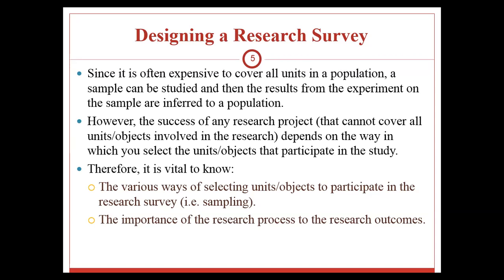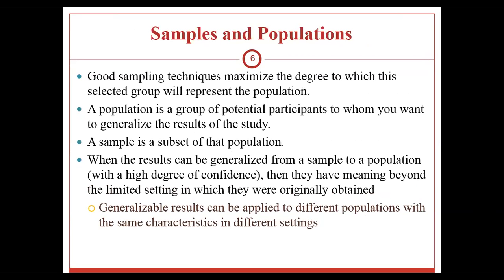It is vital to know the various ways of selecting units that are going to participate in the research survey, that is, sampling. So it is important to know the different ways of sampling. Good sampling techniques maximize the degree to which the selected group represents the population. Again, this is what you want to achieve. You want the selected group to represent the population very well.